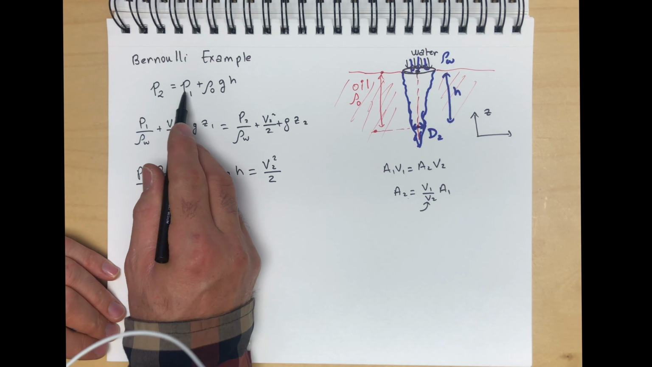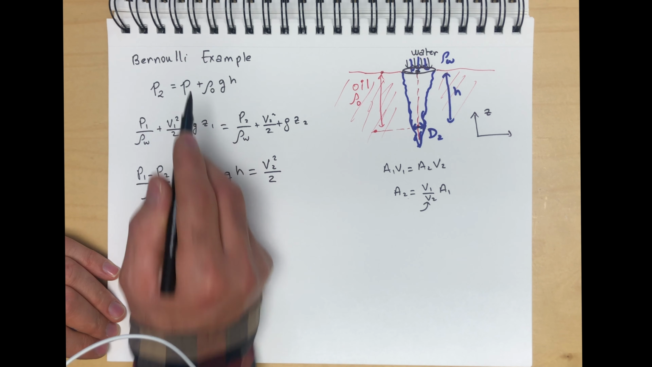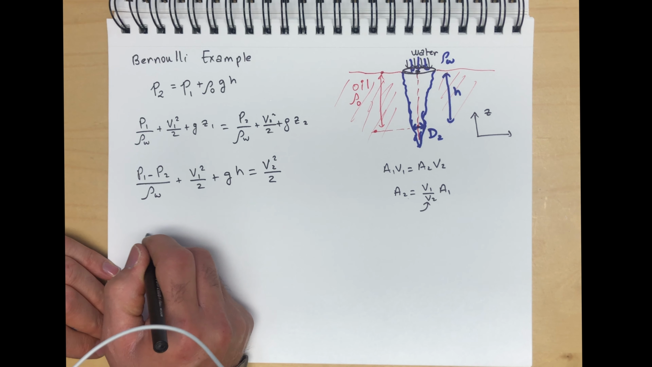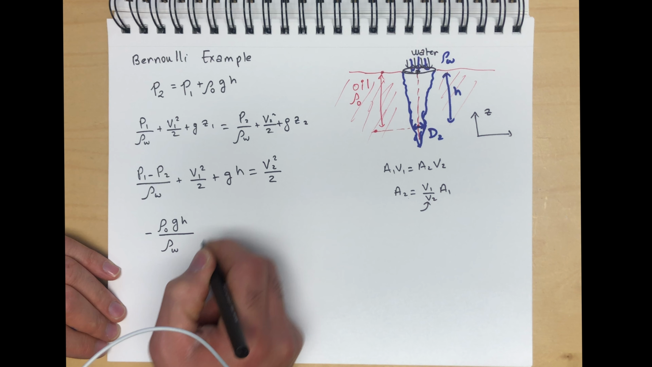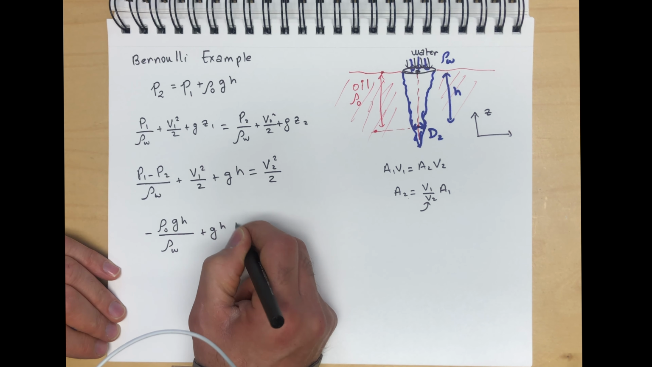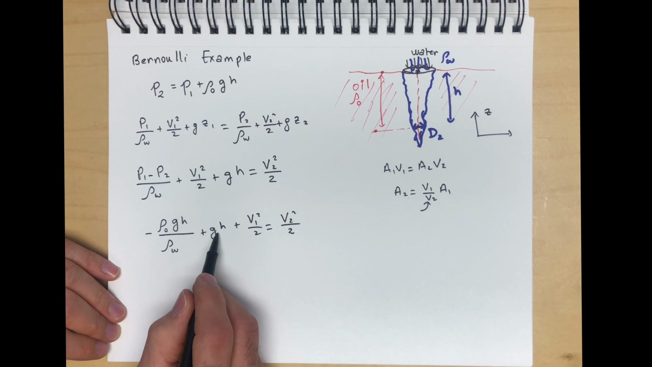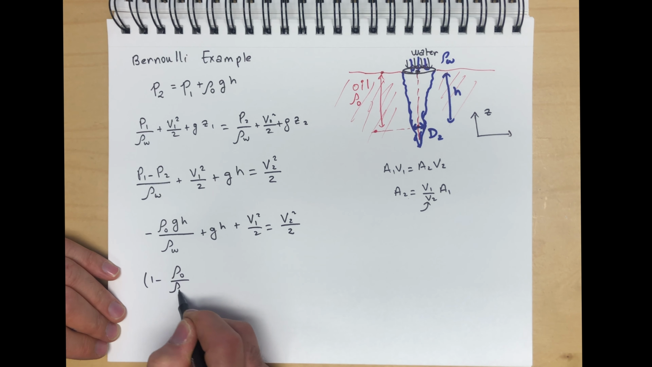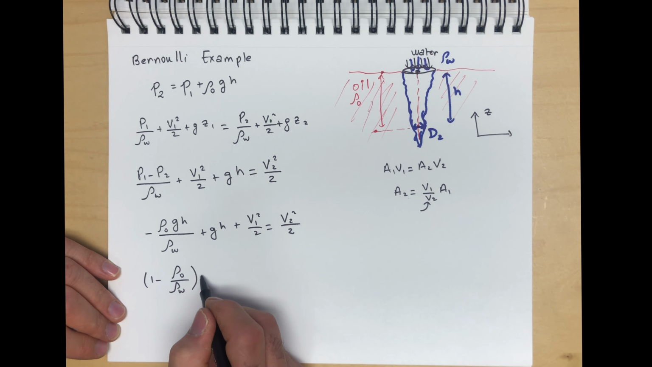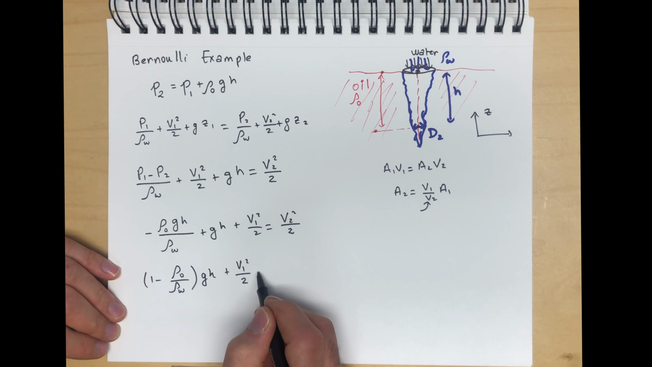So now what is P1 minus P2? P1 minus P2 is minus rho oil g h, so that gives us minus rho oil g h over rho water plus g h plus V1 squared over 2 equals V2 squared over 2. So now we combine these two terms and we get 1 minus rho oil over rho water, times g h, plus V1 squared over 2 is equal to V2 squared over 2.